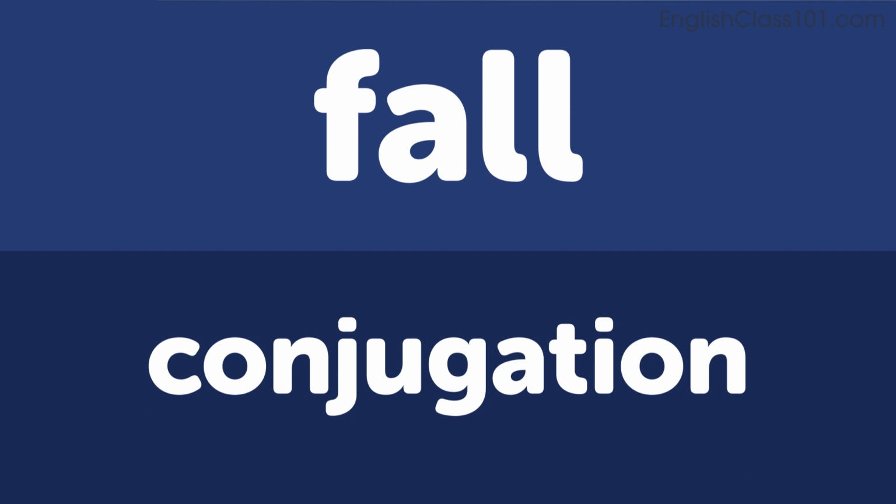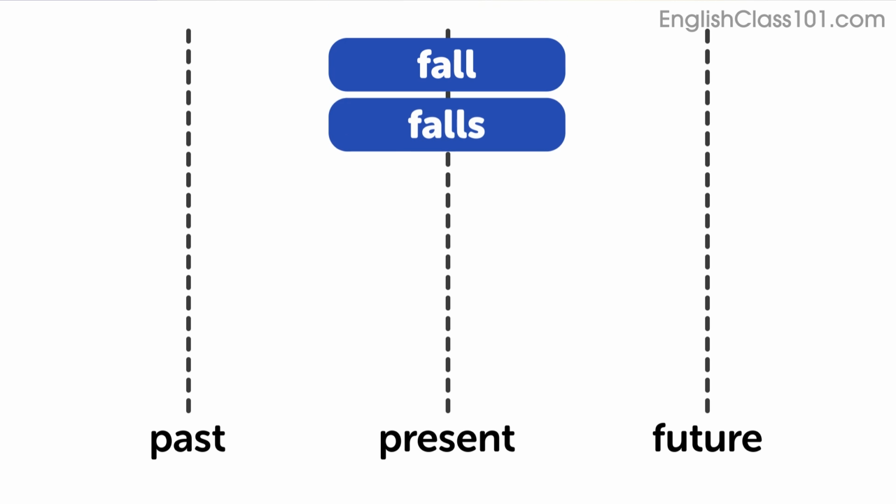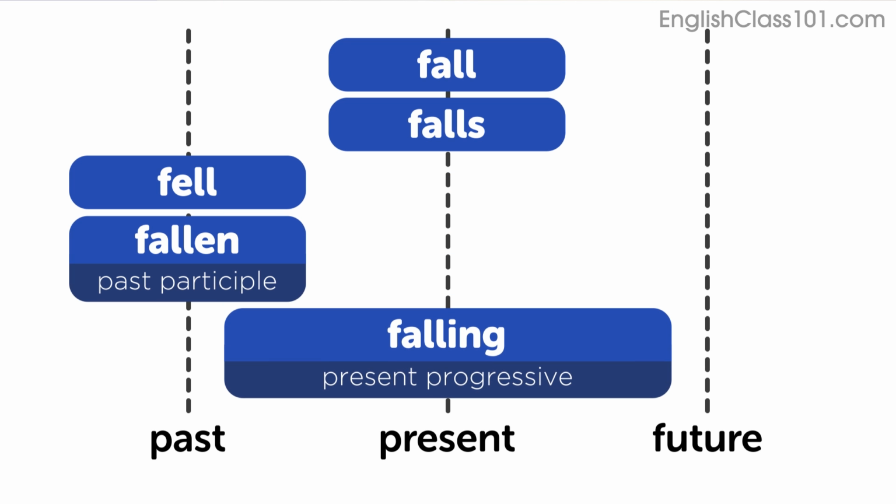Let's look at the conjugations of this verb. Present tense: fall, falls. Past tense: fell. Past participle: fallen. Progressive: falling.